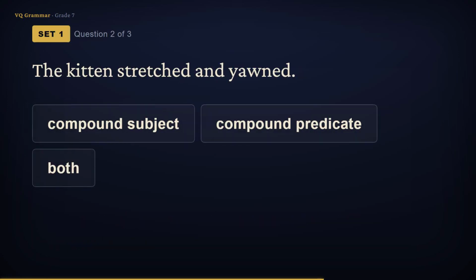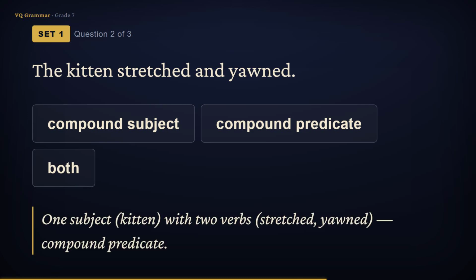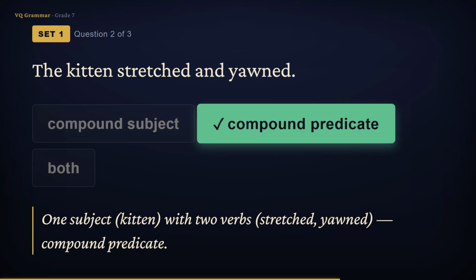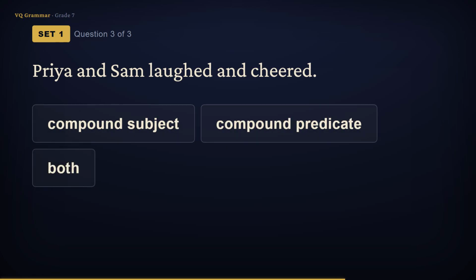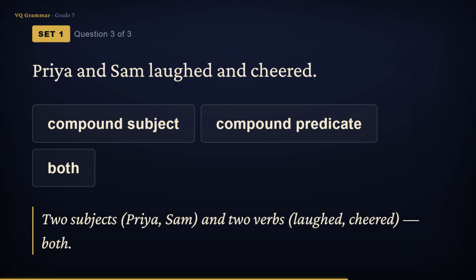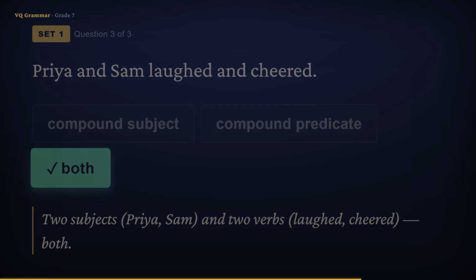The kitten stretched and yawned. Count the subjects. Just the kitten, that's 1. Now count the verbs. Stretched and yawned, that's 2. 1 subject, 2 verbs. So the answer is compound predicate. Priya and Sam laughed and cheered. Count the subjects. Priya and Sam, that's 2. Count the verbs. Laughed and cheered, that's 2 as well. 2 of each. So the answer is both.